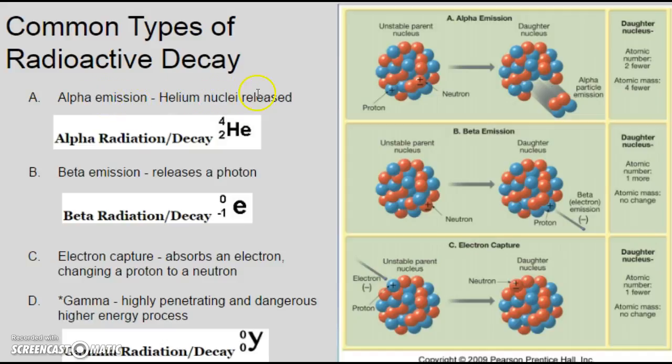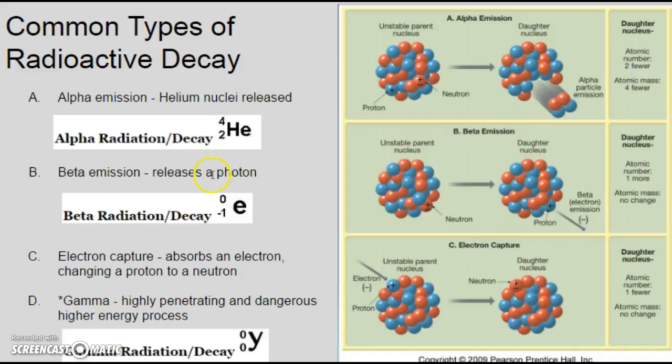Alpha emission is the helium nuclei. It's essentially 2 protons and 2 neutrons. So the atomic mass it's going to lose is 4, and the atomic number that it'll decrease by is 2. So we can see that after alpha emission here, here's my unstable nucleus. The daughter nucleus can be stable after it's emitted the alpha particle. So it's going to have an atomic number 2 fewer, and it's going to have atomic mass 4 fewer.